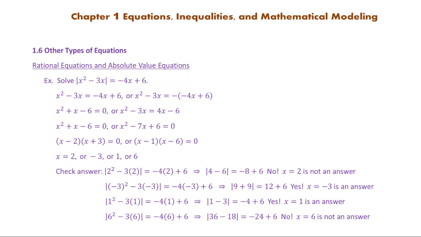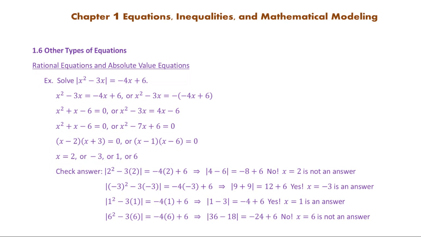So plug in negative 3 for x in our original equation. We get the absolute value of negative 3 squared minus 3 times negative 3, equal to negative 4 times negative 3 plus 6. Negative 3 squared is just 9. And 3 times negative 3 is negative 9, but you get another negative in front, so you get a plus 9.